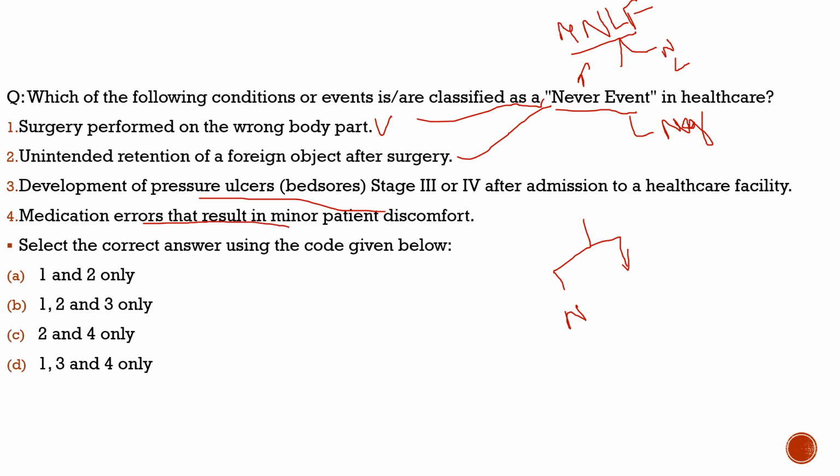So this is the medication error. Here it is a complication. It can't be given as a negligence, because patients have different immune systems, they have different immunity. So with respect to this question, the correct statement would be statement 1, statement 2 and statement 3. These events are classified as never events.